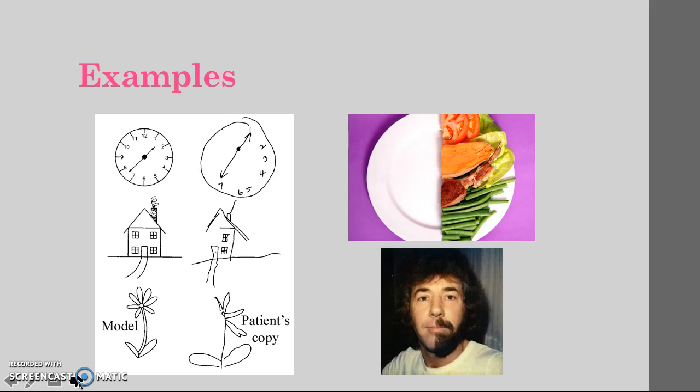There's a very interesting novel written by Dr. Oliver Sacks called The Man Who Mistook His Wife for a Hat and Other Clinical Tales.